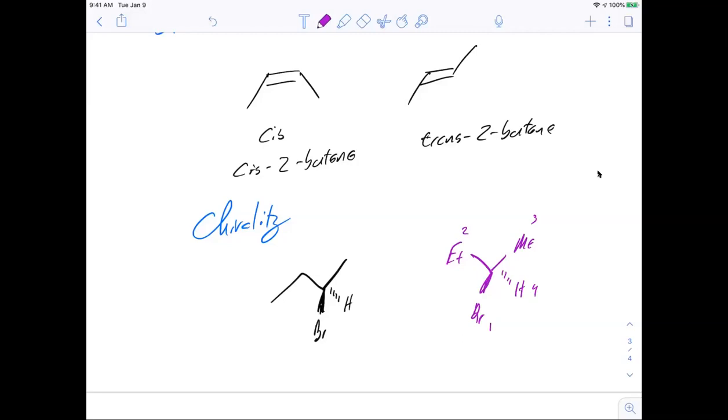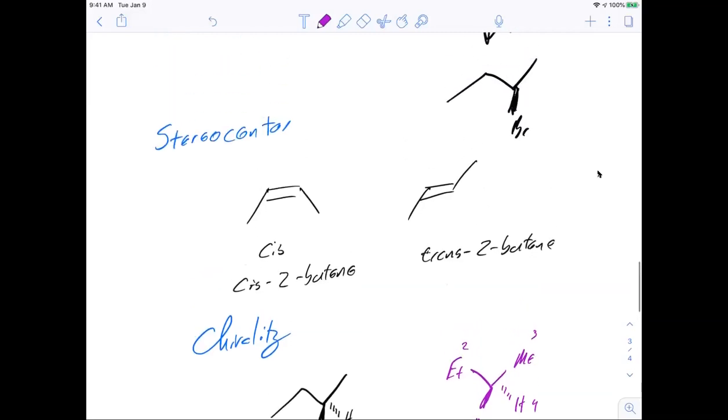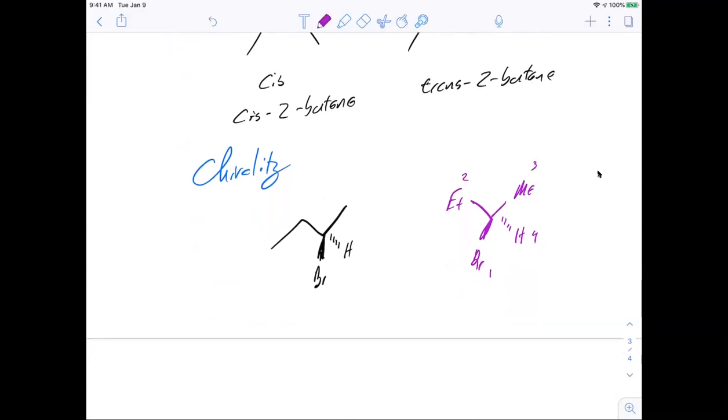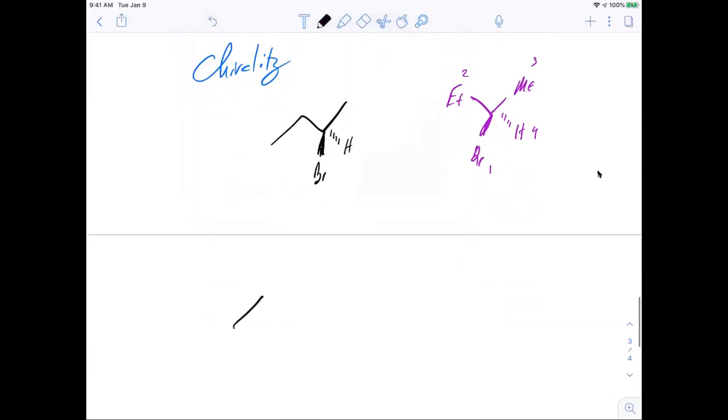What about sp2? Well, sp2 can still be a stereocenter, but it's not going to have a chirality center. So a little bit different. Okay. The other thing we need to do is have 4 different groups. Why do we have to have 4 different groups? Well, let's take a slightly different look at a molecule. Let's say we're looking at this version.